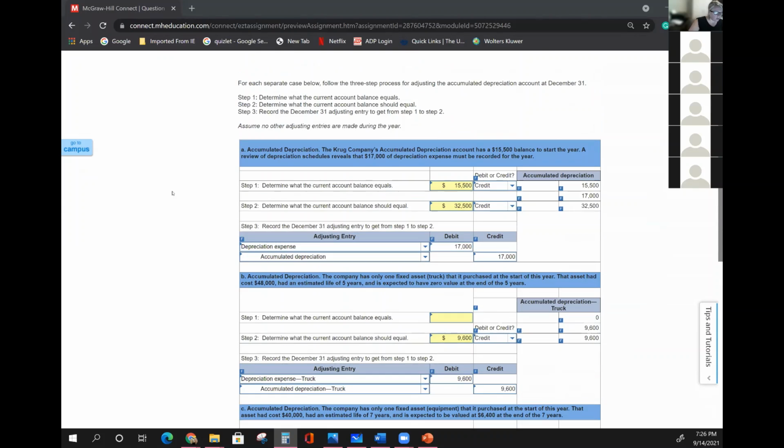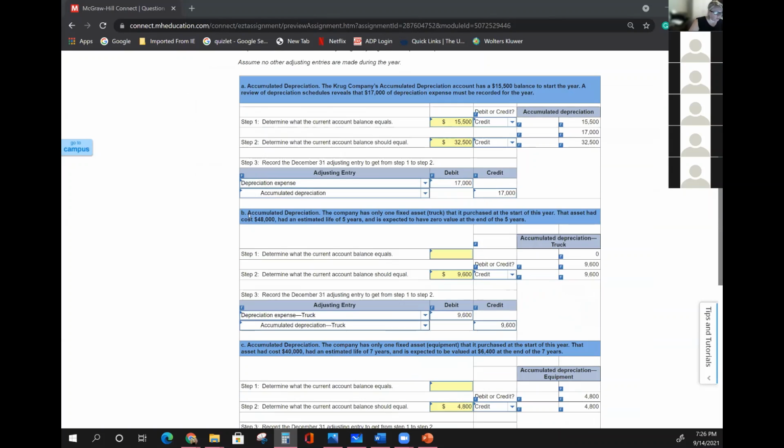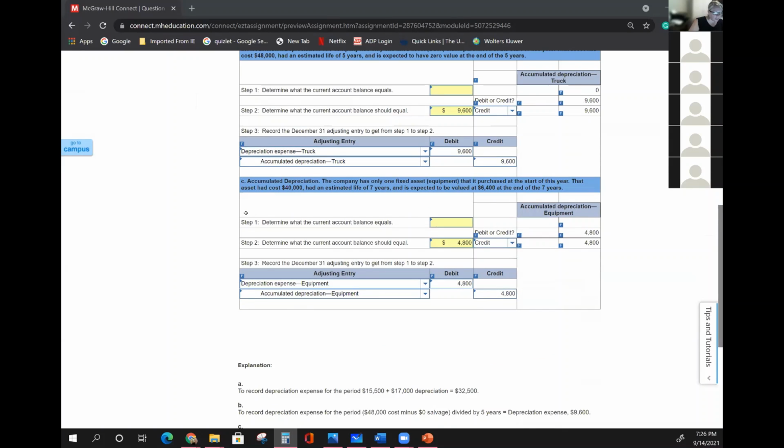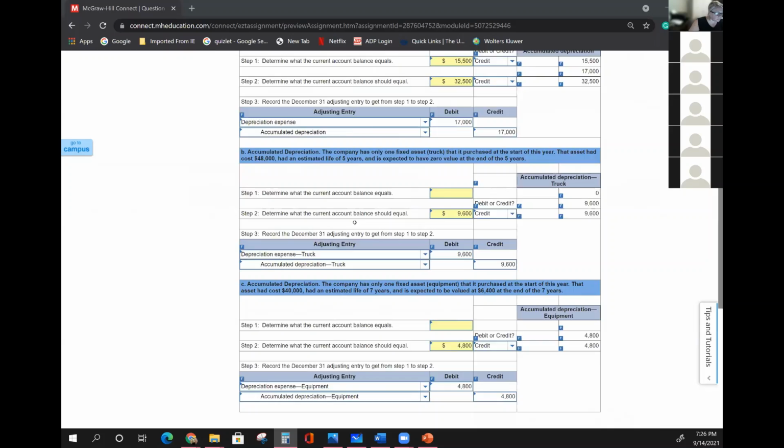So that gives you three. Your numbers will be slightly different, but it gives you three parts, so you have 3 times to work through the depreciation. You'll see this again. We'll have a chapter that'll give you all the different methods. But this is going to stay the same. You're always going to have your depreciation expense and credit your accumulated depreciation. Okay.